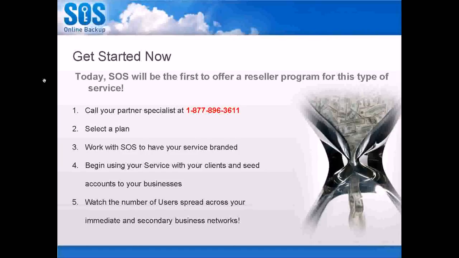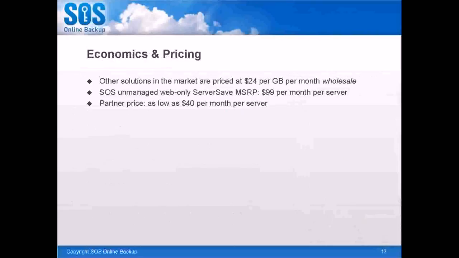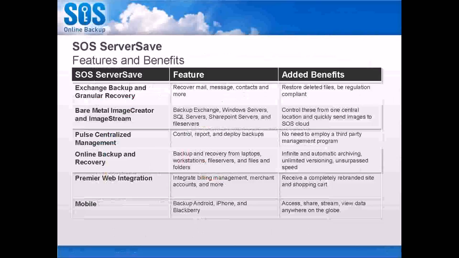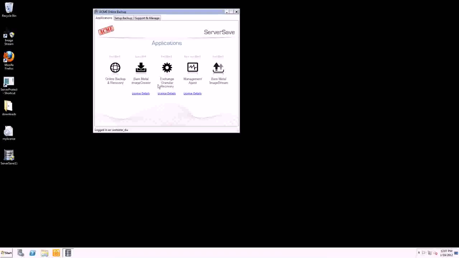All right, another question, can I restate what's included with the $370 per month? Absolutely. So if we go back to this slide, this is what you're getting. You're getting the Server Save software, which includes an agent for Exchange backup and granular recovery, which we saw the demo of. You're getting the agent for bare metal image creators. So again, you're getting this client with all the agents included.